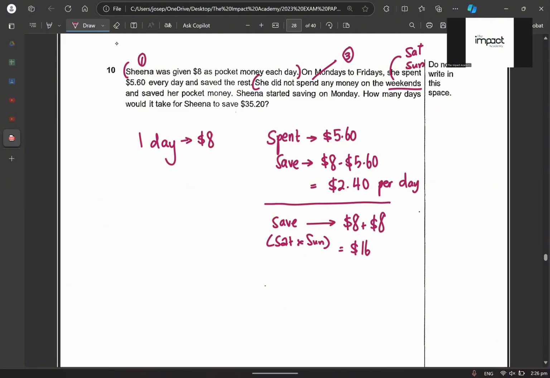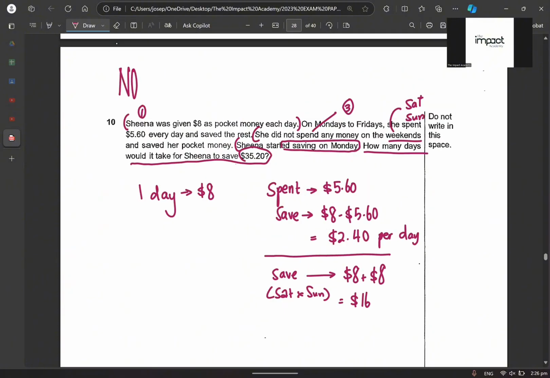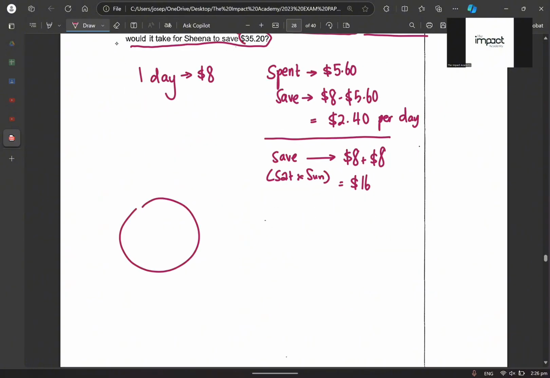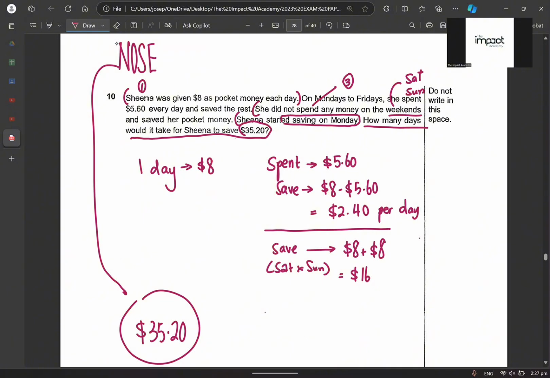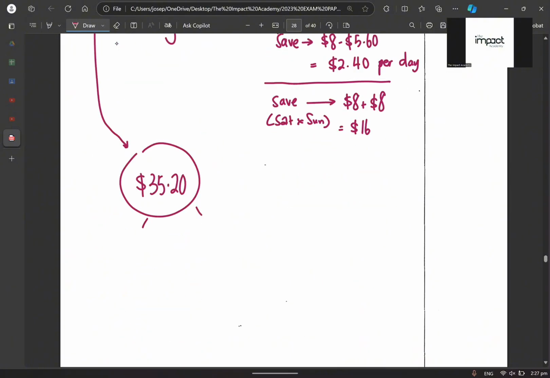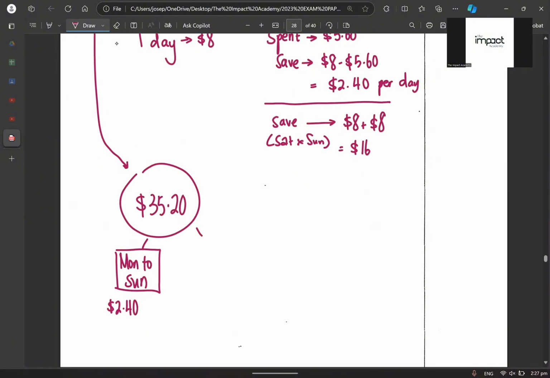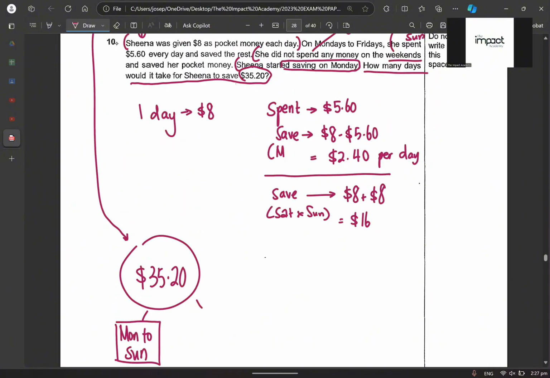Okay. Now, what did she do? She started saving on Monday. The question says, how many days does it take for Sheena to save $35.20? When I see a question like that, I immediately can identify this as a 'nose' concept. So out of this $35.20, because this is a 'nose' concept, we draw our number bond. Out of this $35.20, we have Monday to Sunday. How much is that? We can see from here it's basically $2.40 per day, and this is from Monday to Friday.